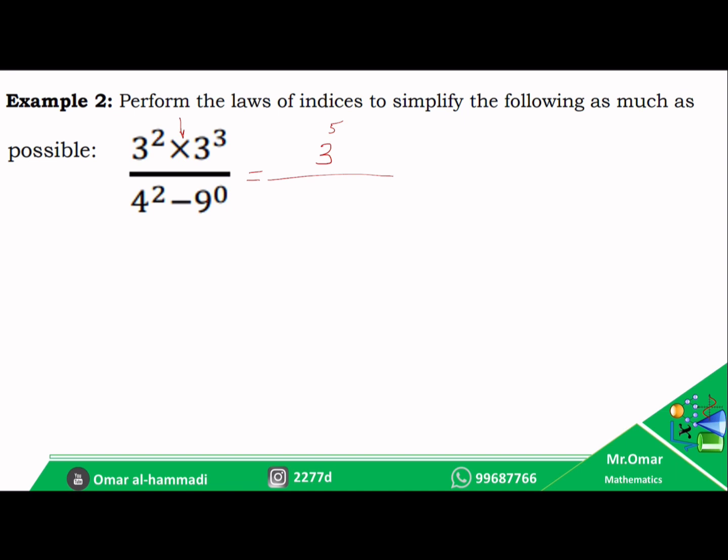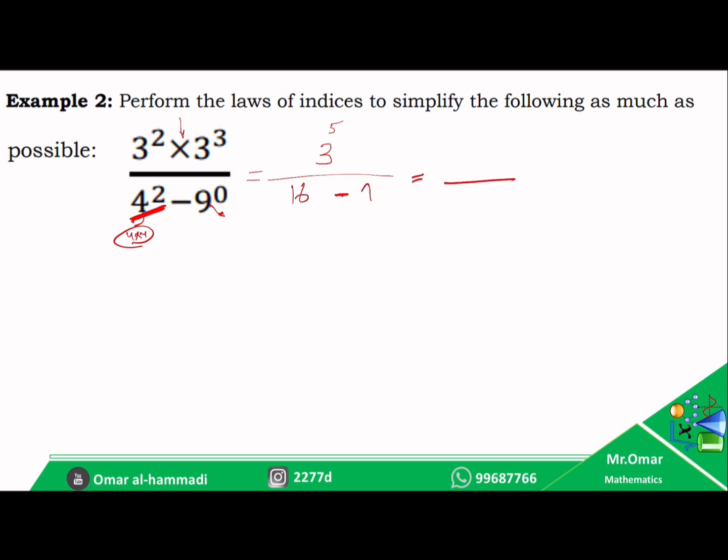Now we see the numerator. Here we have 4 to the power 2. What does that mean? It means 4 multiplied by 4. It is 16. Minus, what is the meaning of 9 to the power 0? It is only 1. That's it.